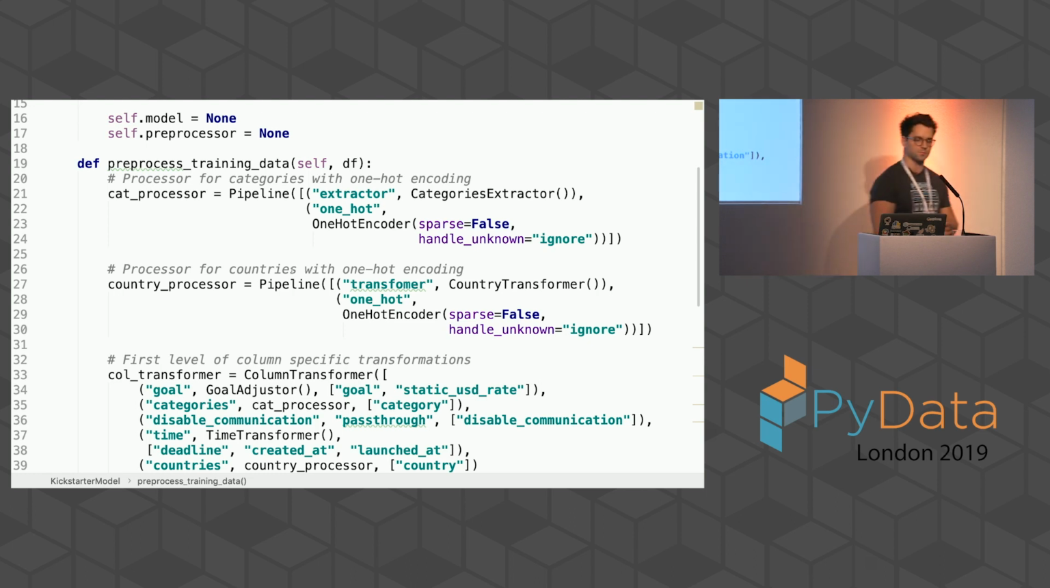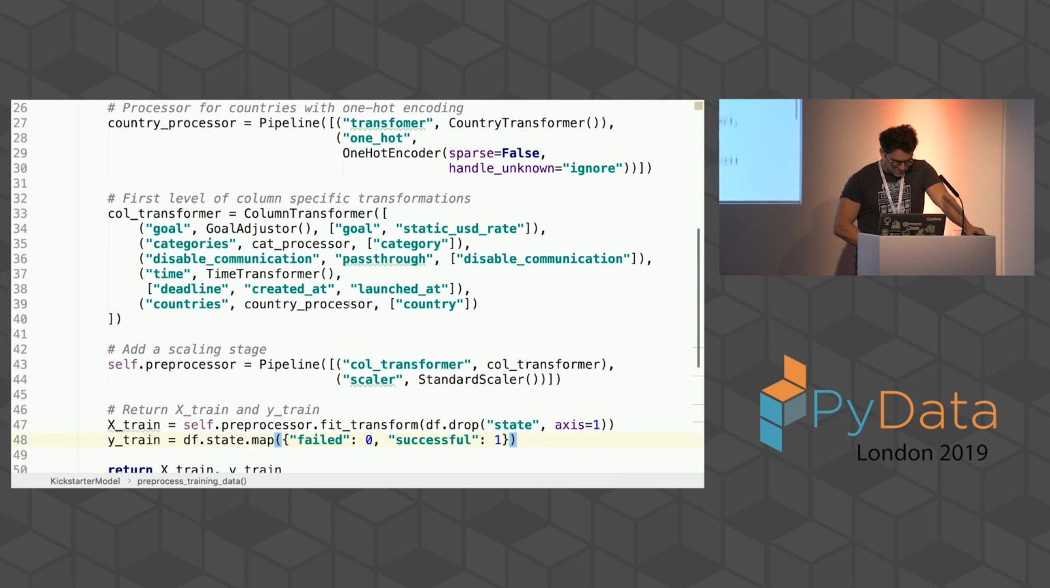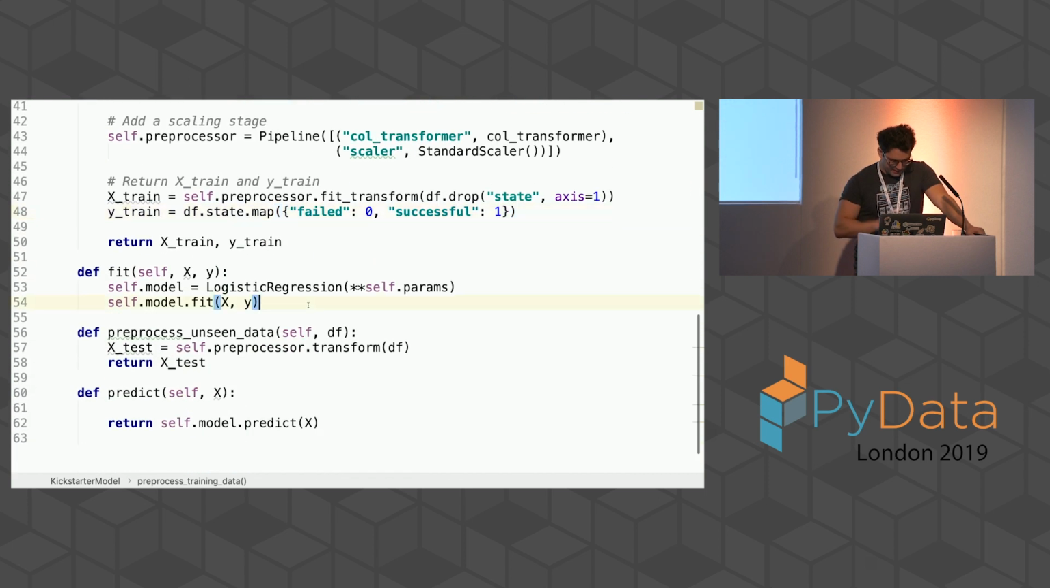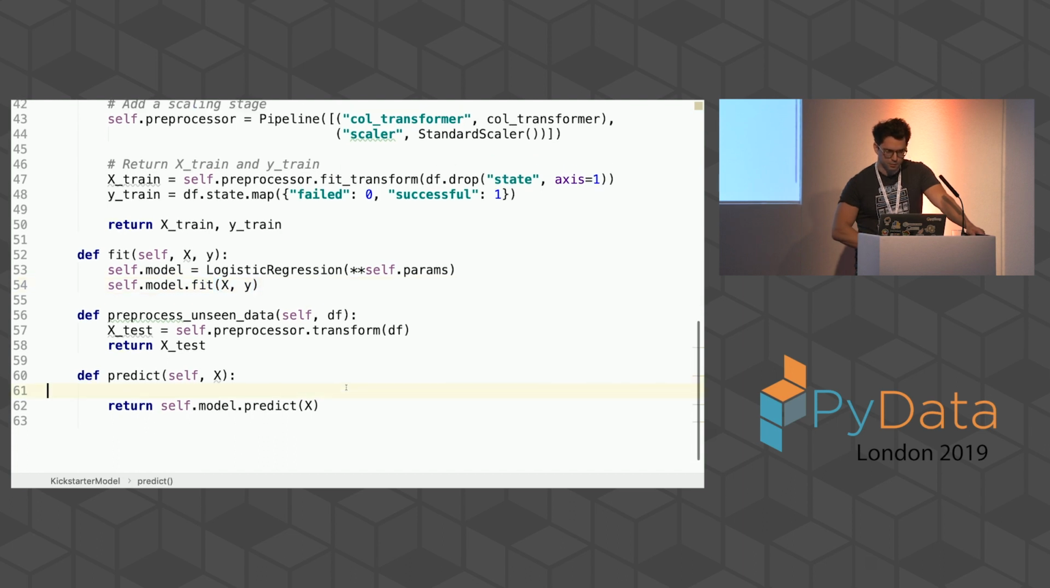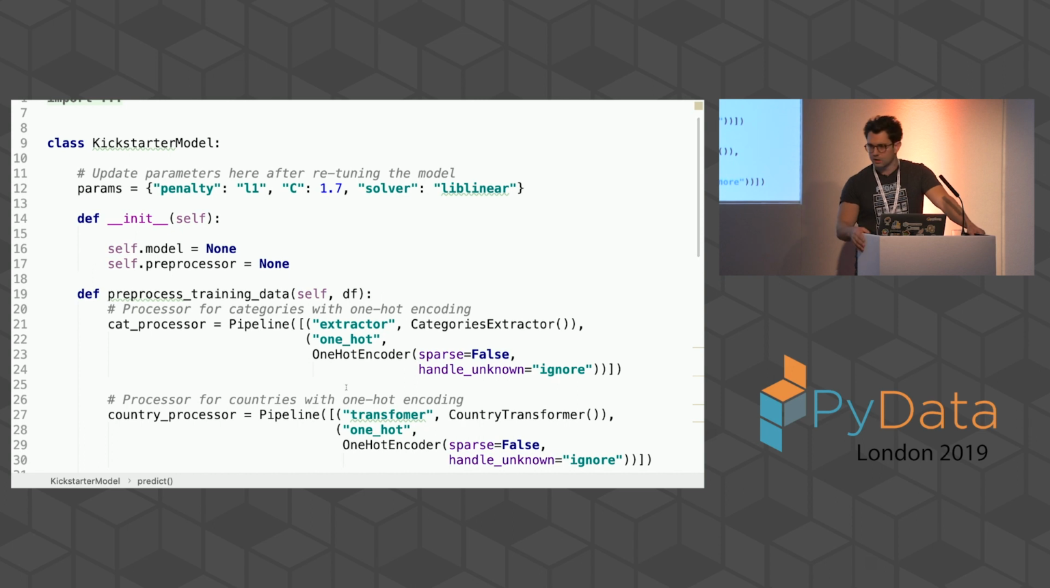So those transformers might be doing some feature extraction. They might take some JSON data and extract, for example, the category, or they might be doing some translation between the country to its region. So that's all the code that is being set up. So that's my pre-processing step, and then training the model, logistic regression, and then I can predict. Okay, so that's the code for the model. It's available in the model.py file.